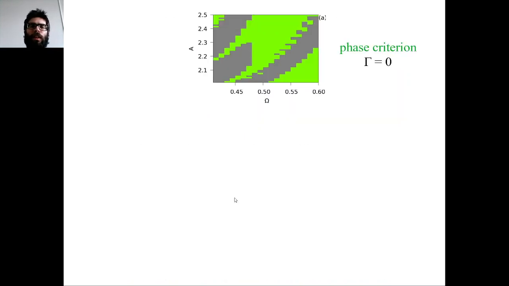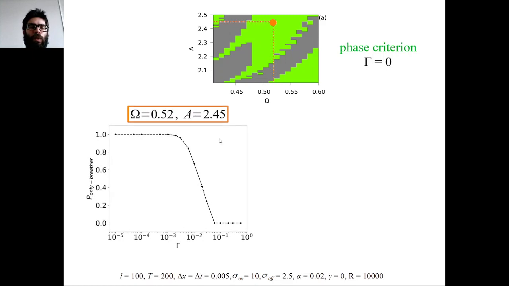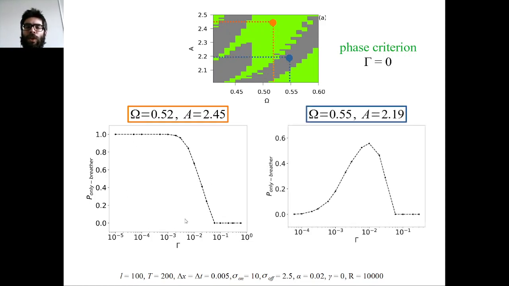We can look into that in a little bit more detail by considering two specific omega-A combinations. If we take a combination which belongs to the deterministic region, we see a monotonically decreasing behavior. However, if we go outside of this region, we see a non-monotonic behavior, which is very interesting.